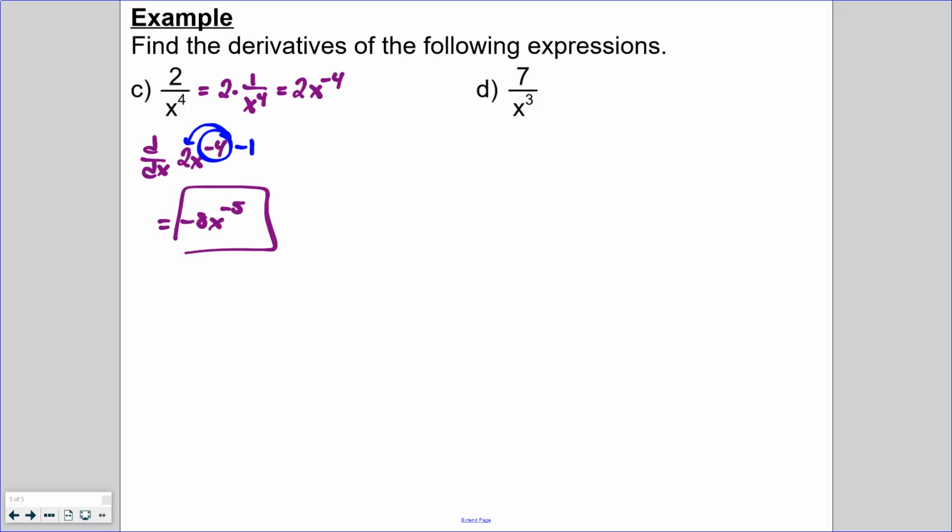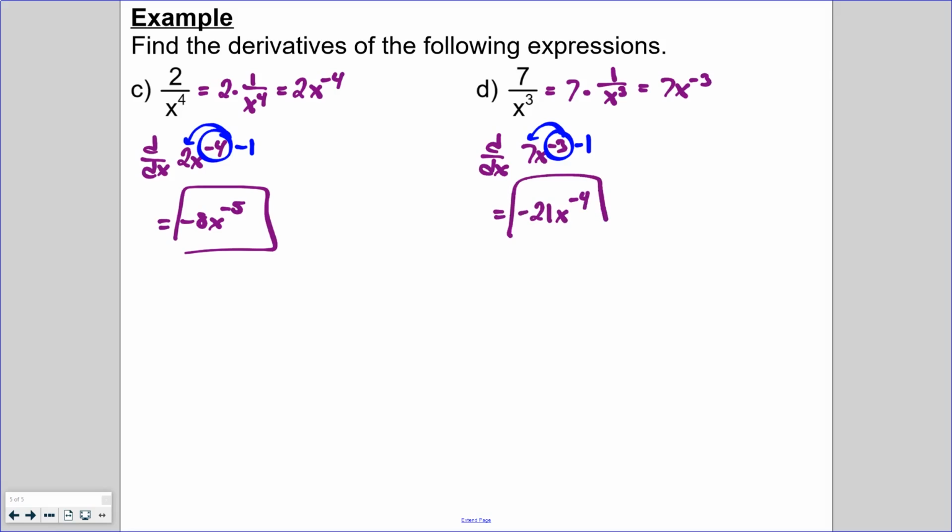And we can do a similar thing with 7 over x cubed. We can first pull this apart to be 7 times 1 over x cubed. And then we can rewrite that to be 7 times x to the negative 3rd power. And then we'll take the derivative, d/dx, of 7x to the negative 3rd. We can now use our power rule, take the negative 3, multiply it by the coefficient, and subtract 1, which will give us negative 21x to the negative 4th power.